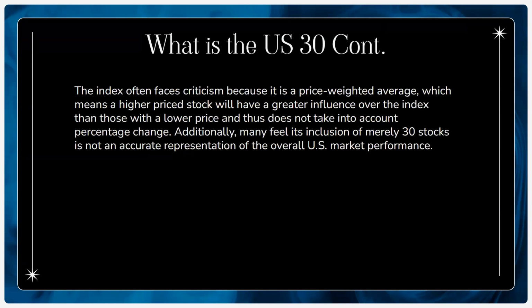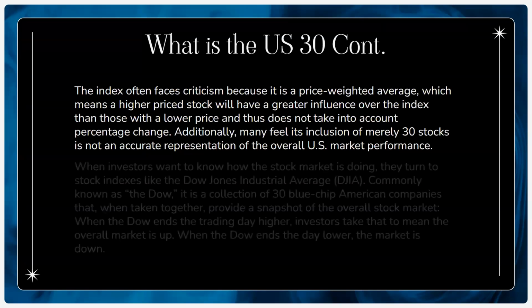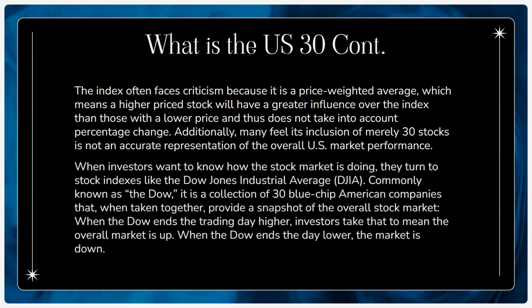And probably the 500 is more realistic because some of these 30 are so big that if one of those goes down or up, the whole 30 will go down and up. And with the 500, it's different. If one thing or two things go down or up, it's not going to make everything fluctuate so much. So it's more predictable.